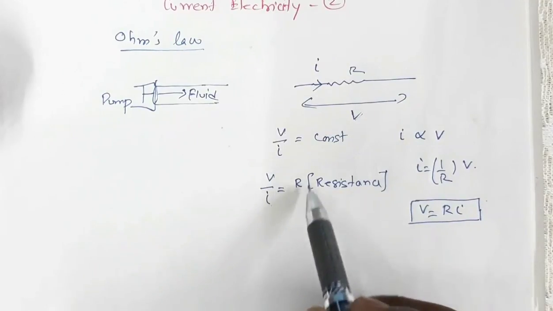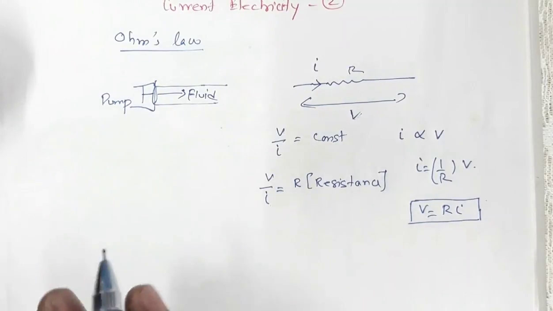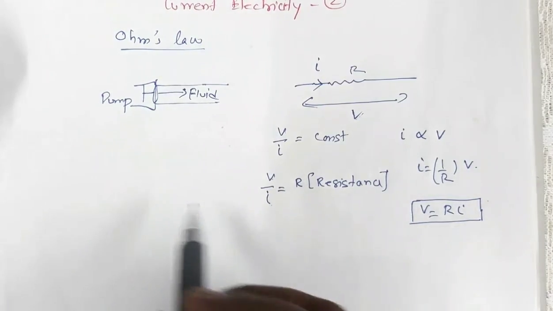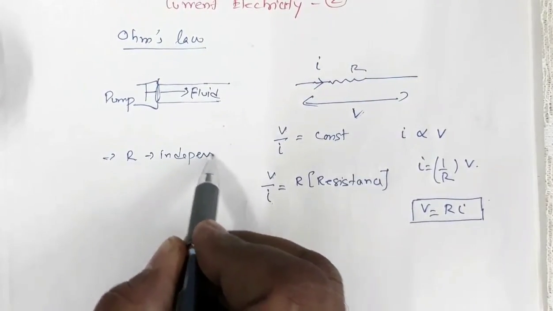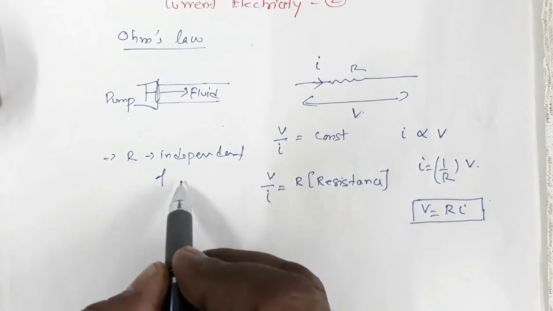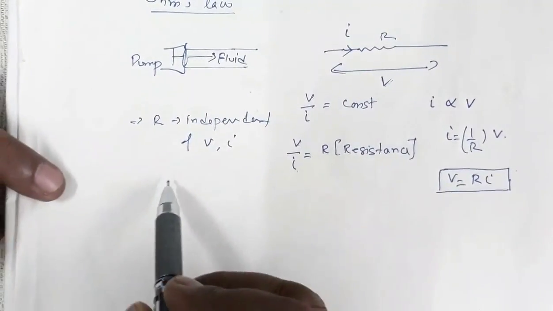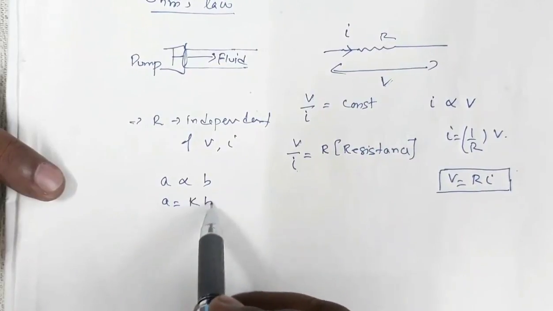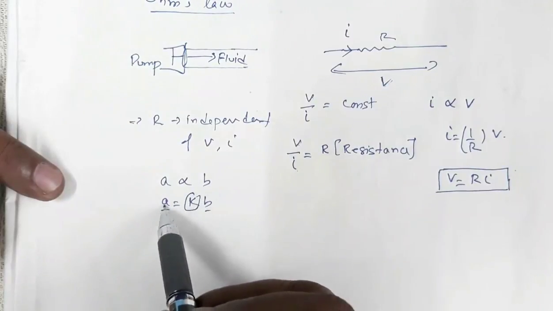In this case V by I, this R is constant, okay. Now whether it is in physics or in mathematics or in any science, wherever you have this constant term, this constant term will be independent of V and I, okay. So this R is independent of V and I, okay. This is true for any mathematical relation. Suppose you have A is proportional to B and A is equal to K into B. So this K will be independent of A and B. That is why it is called proportionality constant. That constant is independent of other two terms.